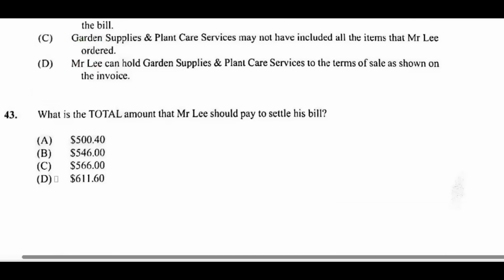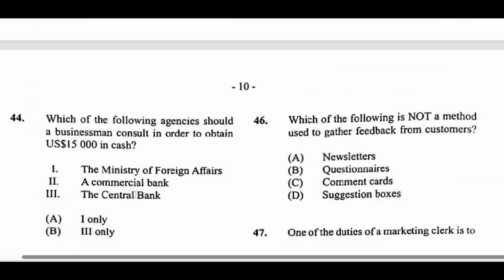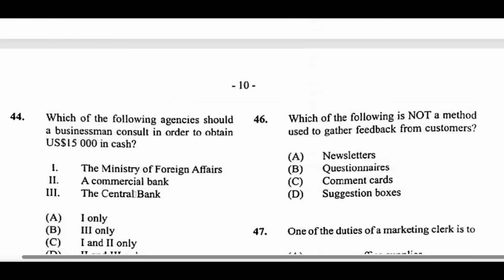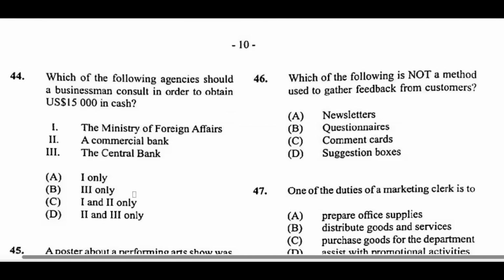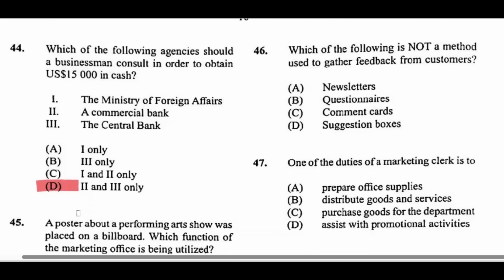So the answer is D. D. Let's go to 44. Which of the following agencies should a businessman consult in order to obtain $15,000 in cash? The Ministry of Foreign Affairs? No. A commercial bank? Yeah. Central bank? Yeah. So the answer is 2 and 3. That is D.